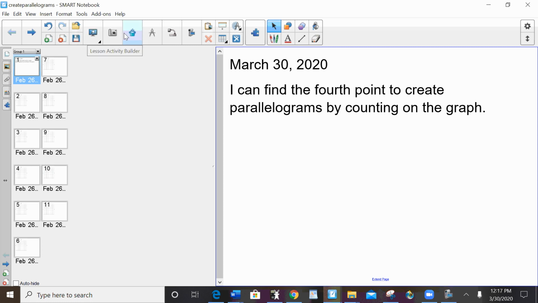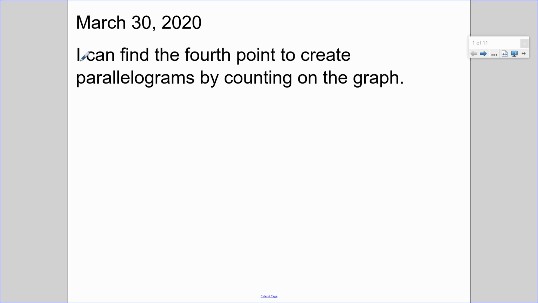We actually have a quick little lesson, and then we have day one of a 2-day lesson after that. And the first lesson is I can find the fourth point to create parallelograms by counting on the graph. So everything we're going to be doing here, we're doing the graph. It's pretty straightforward. It's going to take just a few minutes, and then we're going to utilize this within a bigger problem. So let me get my pen going here, and let's take a look.